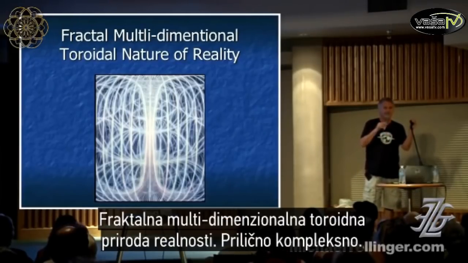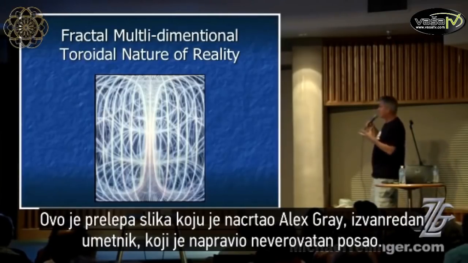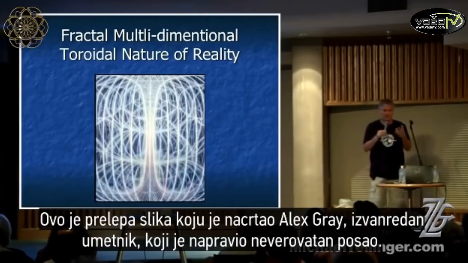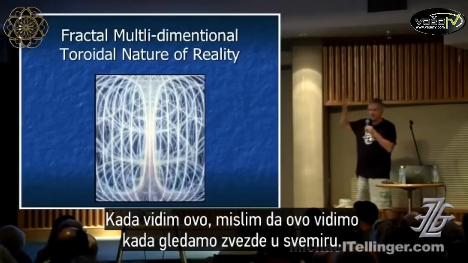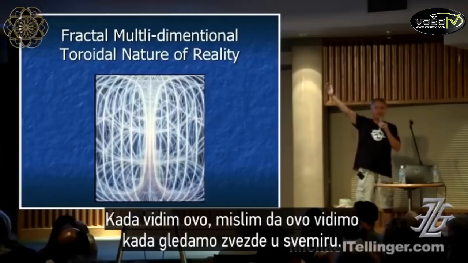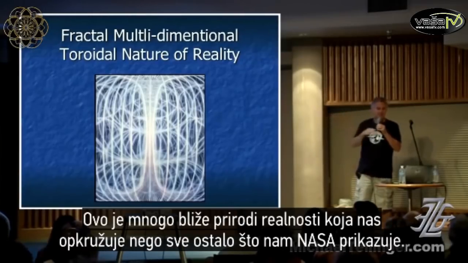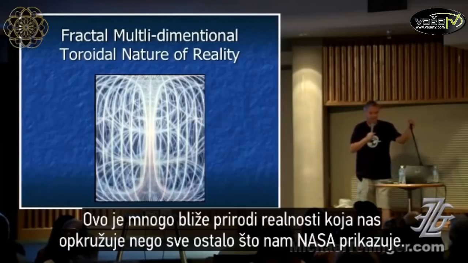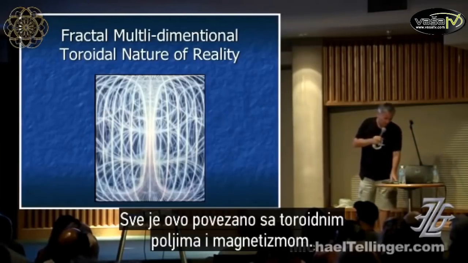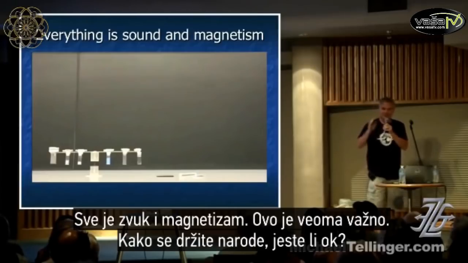That's a mouthful. But this is a beautiful image drawn by Alex Gray, who's just a spectacular artist that has done incredible work. And this just blows me away. When I see this, this is what I imagine we look at when we look up at the stars and the cosmos. This is a lot closer to the nature of reality that surrounds us than pretty much anything we get shown by NASA. This is all to do with toroidal fields and magnetism. Now, everything is sound and magnetism, and this is really important.